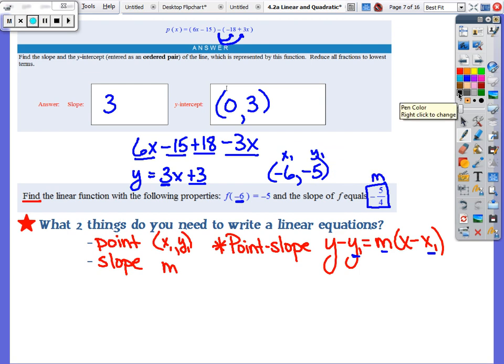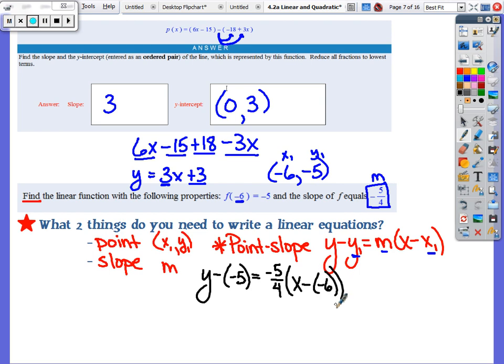And so now we can really just plug and chug. And it goes like this. Y minus y sub 1 equals my m, negative 5/4, times x minus x sub 1. So we got some arithmetic to do left, but we're in really good shape here. And so what we have is double negatives, which makes a positive. And then over here I have a double negative, which makes positive.